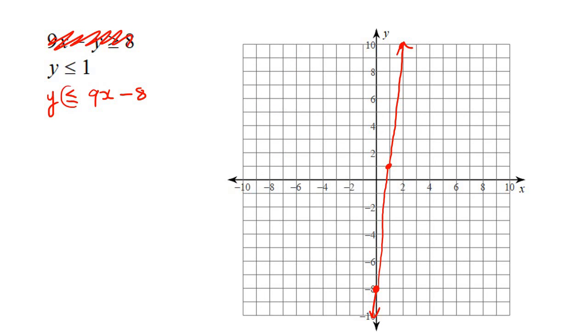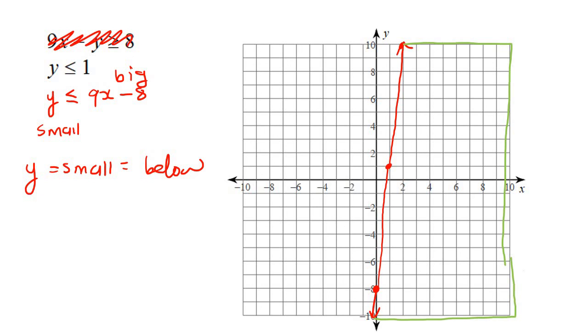So if we look at the crocodile sign, we can see that the crocodile is trying to eat this side. So it means that this side is the big side, and that means the y is the small. And remember, when the y is the small part, then we always shade below. When the y is the big part, then we shade above. So we're going to shade below. That's going to be everything below. So it's going to be all of this up to there, and then it's going to go along this line. Okay, so it's all of this in this big block. Okay, so that's all shaded over there.